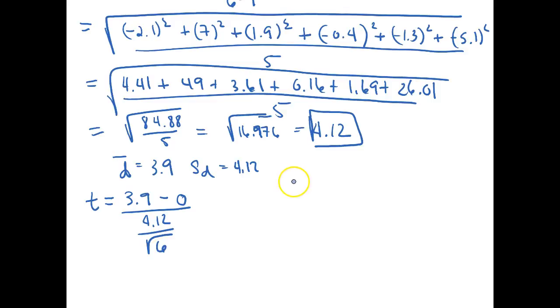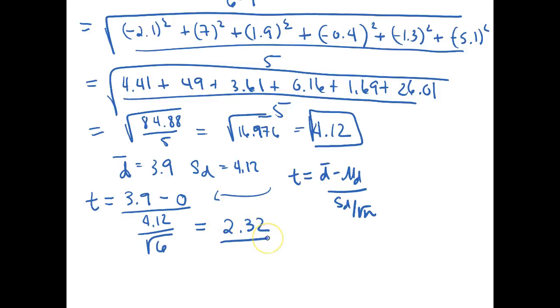So just to refresh you, this is t equal to d bar minus mu d, which is typically equal to 0, over SD over the square root of n. So that's what I've plugged into my t-test statistic here. And so I get a value for this of 3.9 minus 0 over 4.12 over the square root of 6. I get this to be equal to 2.32. This is my test statistic.